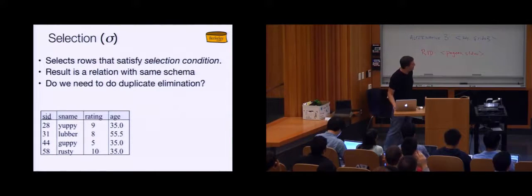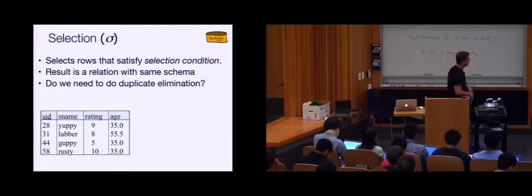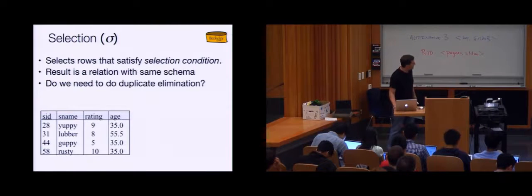OK, fair enough. We're, in essence, throwing things away. We're not going to select all of it, but the most we can select is everything, and everything didn't have duplicates. So something less than everything certainly doesn't have duplicates. So selection can't generate duplicates. Here's an example: rating greater than 8. It's not going to choose that row, and it's not going to choose that row, and it's going to choose all the other rows. What remains from the selection is clearly a subset of what we had. What we had had no duplicates, so this has no duplicates.